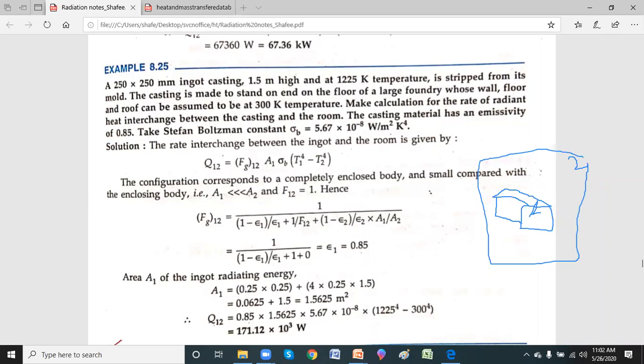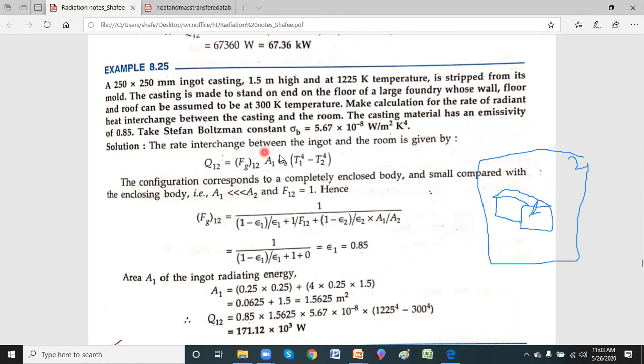Now what happens to epsilon 2? We'll see that. The Stefan-Boltzmann constant is given. As usual, what is the formula for radiation heat transfer? Q12 is given by Fg12 A1 sigma (T1 power 4 minus T2 power 4). It's the same formula for all the problems, and I can reduce this to an electrical network, doesn't matter.